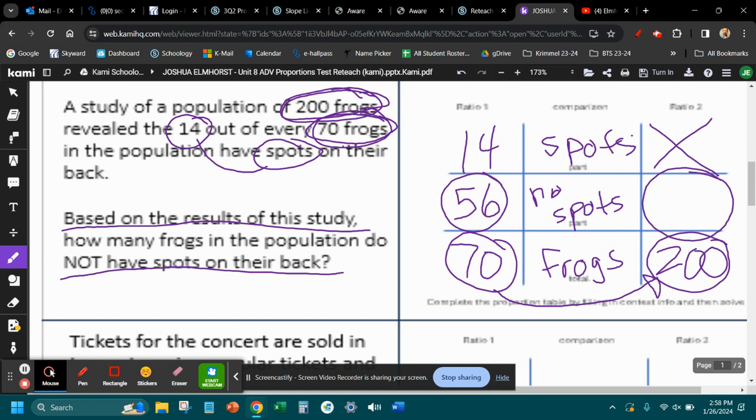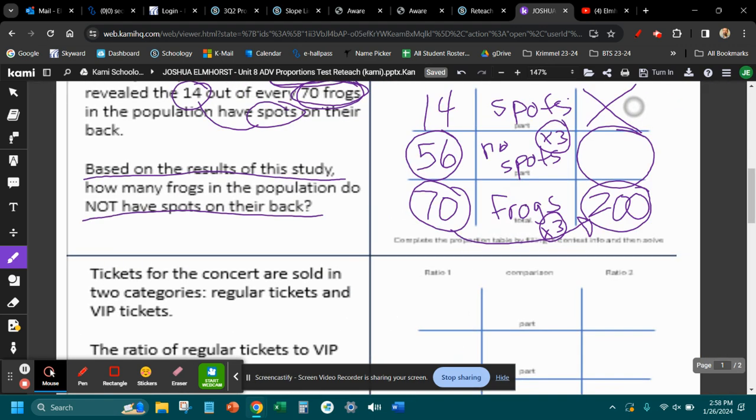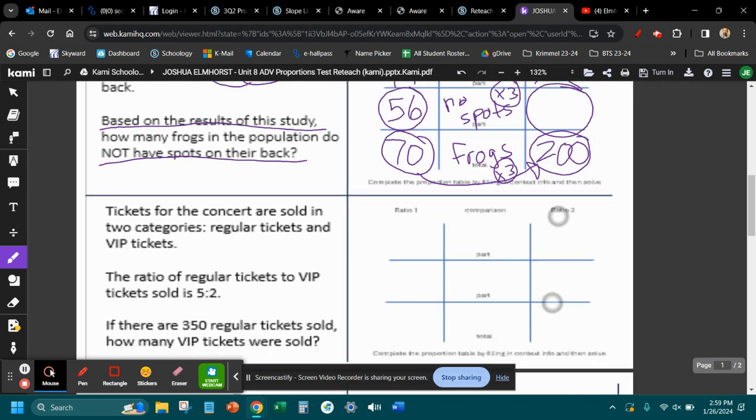What about estimation? How many 70s, about how many 70s rounded up go into 200? 3. 70 times 3 would be 210. So you could have estimated and used the factor of no spots times 3 and frogs times 3. So make sure you're completing that part. You can finish the computation once we're done with the front and back. We're just setting it up.